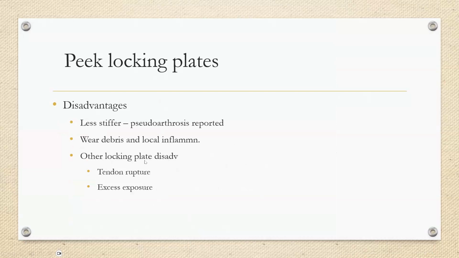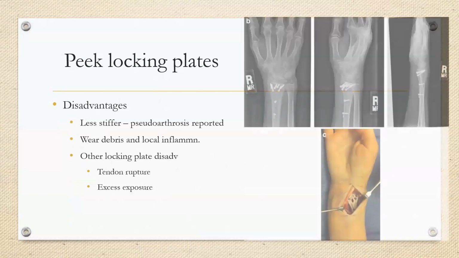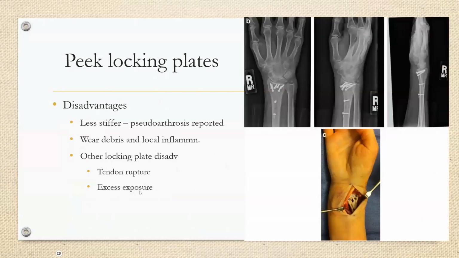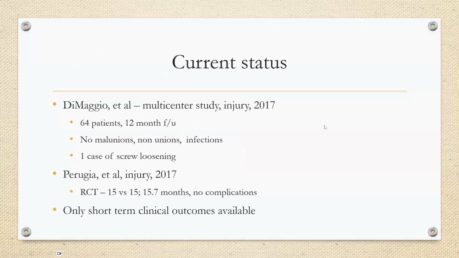Other disadvantages of using a plate include tendon rupture and relatively more exposure as compared to a cage or a nail. So this is how an X-ray of a PEEK plate used with titanium screws would appear. Again, regarding current status, only very few studies are available. Just one is a randomized controlled study, 15 versus 15, with relatively short follow-up. Long-term effects of the use of PEEK and the possible wear effects have not been mentioned.